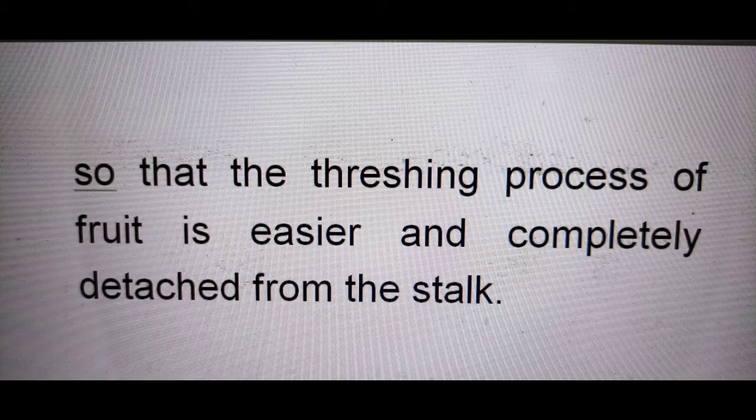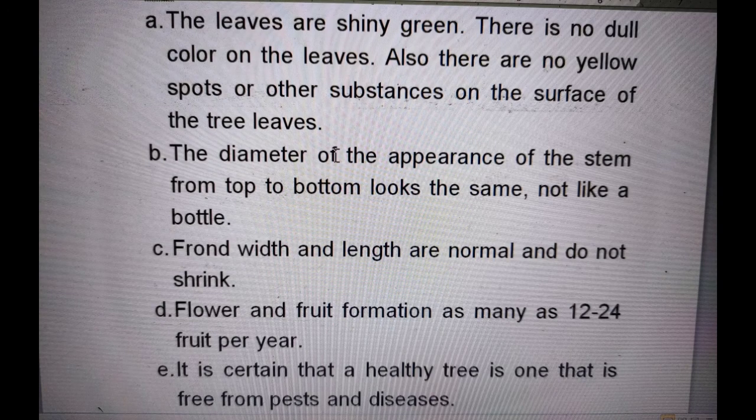Answer to question number 1. Why do oil palm fruit need to be boiled first? So that the threshing process of the fruit is easier and the fruit is completely detached from the stalk. Answer to question number 2. What are the characteristics of healthy oil palm?